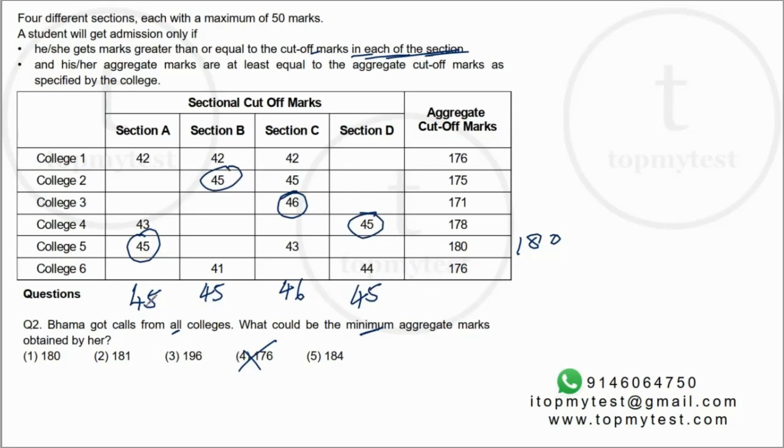What is the total? 45 into 4 is 180, plus this one extra, 181. It will not be 180, it is 181 that is your correct answer.